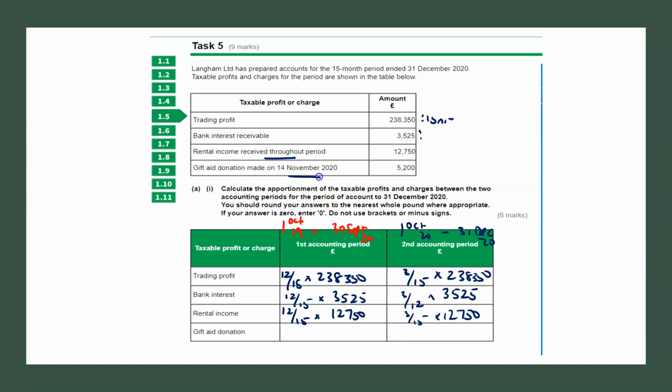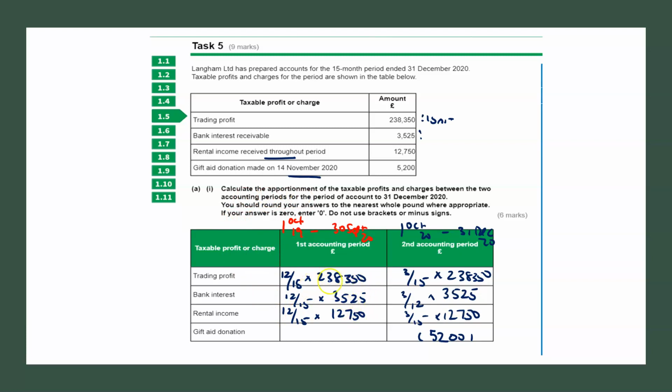But for events where we're told the dates, so for example, where you have a chargeable gain or a gift aid donation, you will work with that based on the date. So you won't spread that, because that happens on a date. That donation of 5,200 is made in that period. So what we will now see is that we will work out everything. Let's work all of that out.